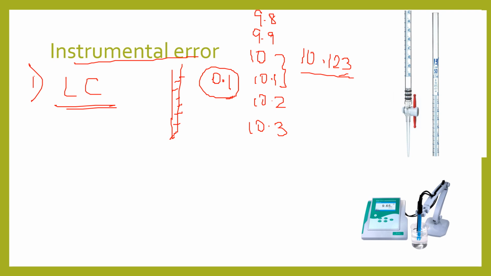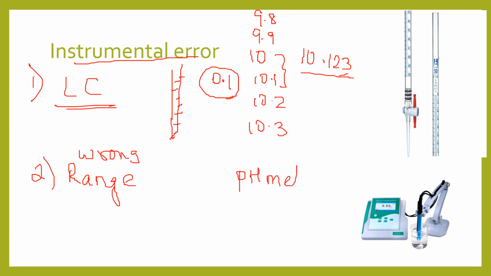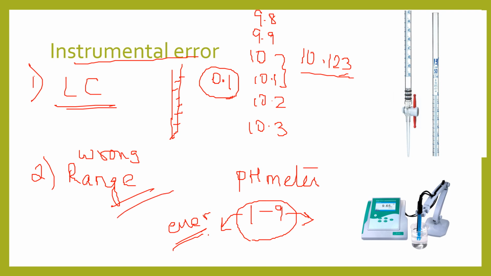The second type is when you are operating in the wrong range. Suppose a pH meter, which you all have used. A pH meter is supposed to work in the range of 1 to 9, where it gives you perfect readings. But if you take a reading beyond 9, or less than 1, the instrument will give you error. It will not work efficiently and will not give you 100% correct answer, because you are working in the wrong range. This again is called instrumental error. Whenever the error arises because of the instrument, it is called instrumental error.